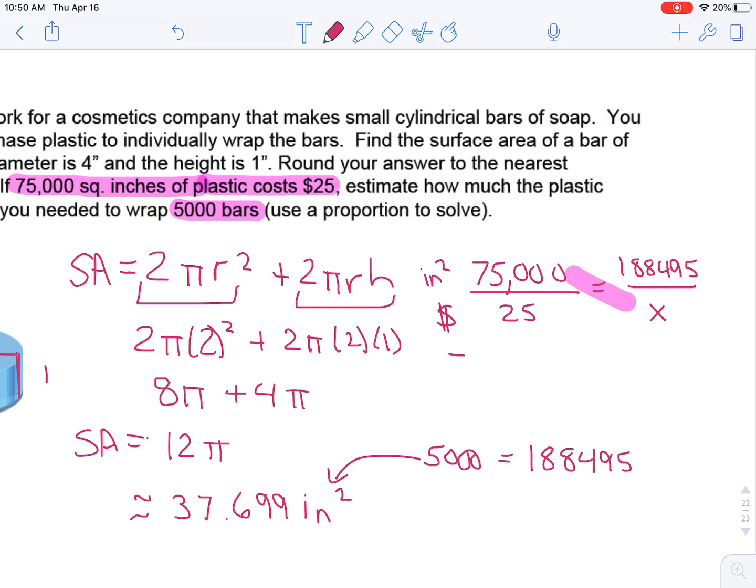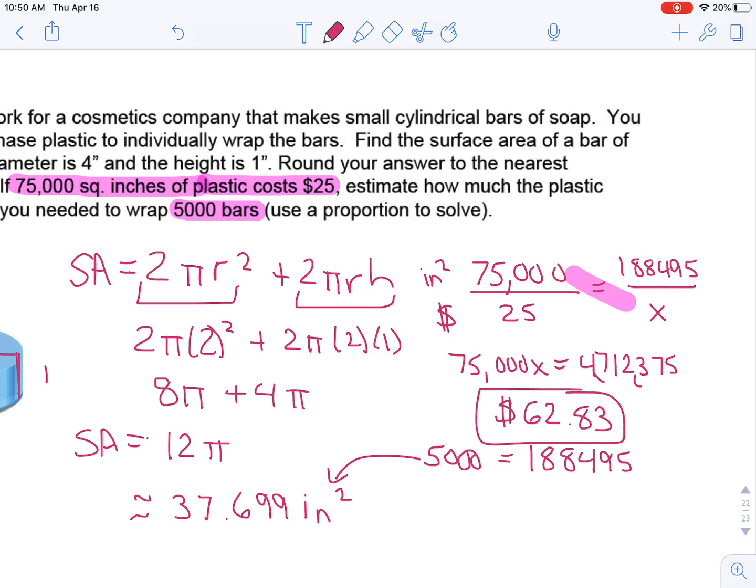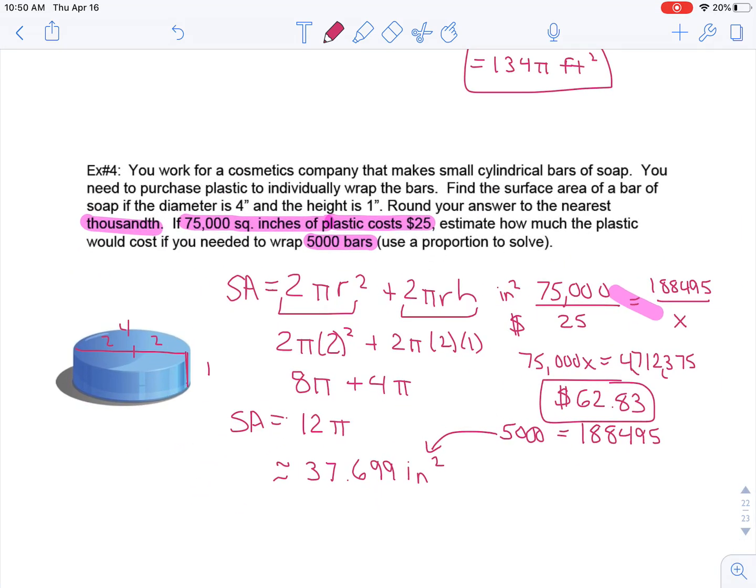Okay, so we're going to cross multiply here. 75,000x equals 4,712,375. So 4,712,375. Divide that by 75,000. We're going to see that it's going to cost us about $62.83 to complete that.